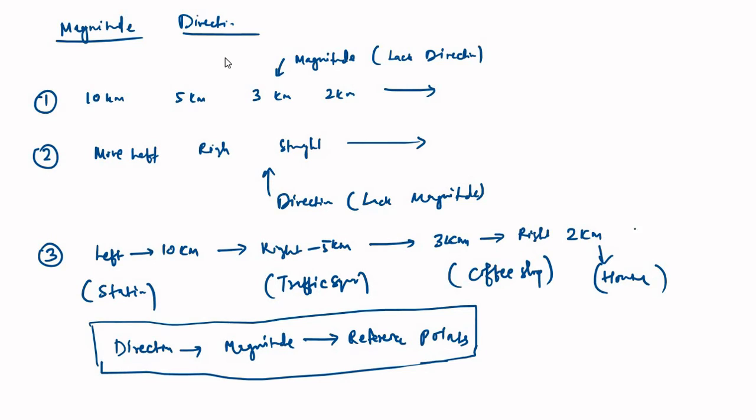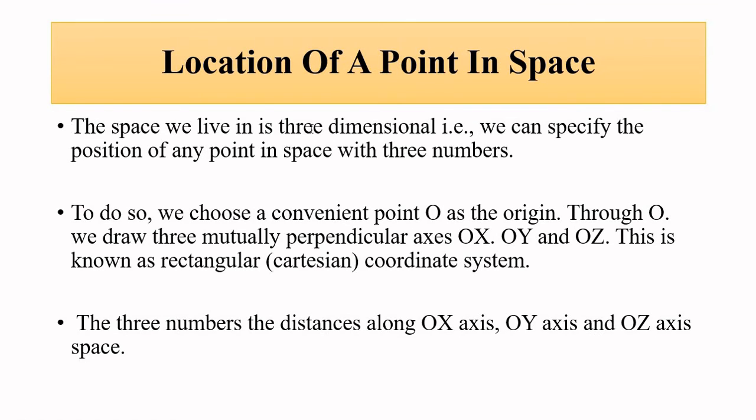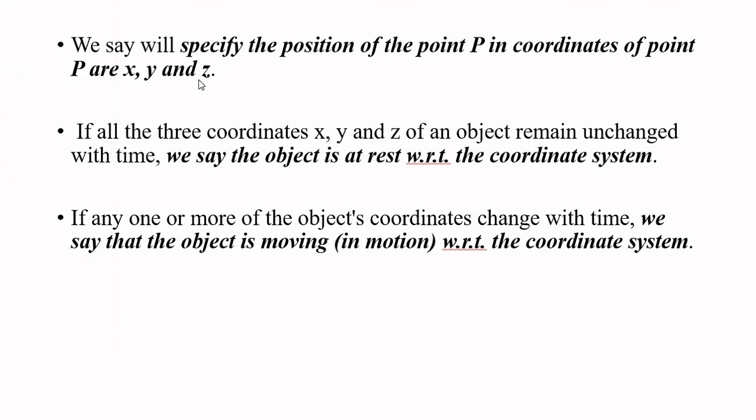Okay, this is the proper way of describing or giving directions to someone, some unknown person who is new to your place, to give them your location. So this is what frame of reference does, frame of reference and location. So here, in order to locate an object in space, what we do is we use a three-dimensional coordinate system.